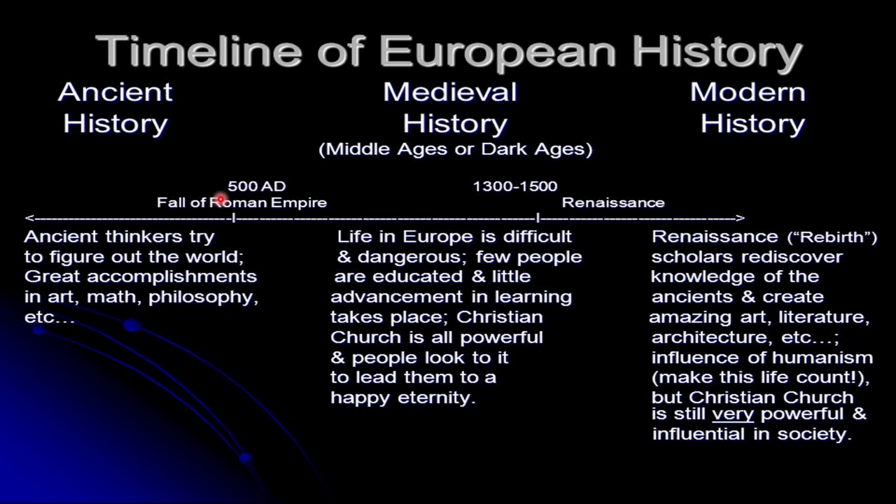You all know that in 500 AD, AD stands for Anno Domini. And in the age of medieval history, the Renaissance stands for rebirth. That means a lot of changes took place. Scholars discovered the knowledge of the ancients and created amazing art and literature. They introduced different kinds of literature, which was very useful for society, and they also developed architecture. The influence of humanism made this life count, but the Christian church was still very powerful and influential in society.